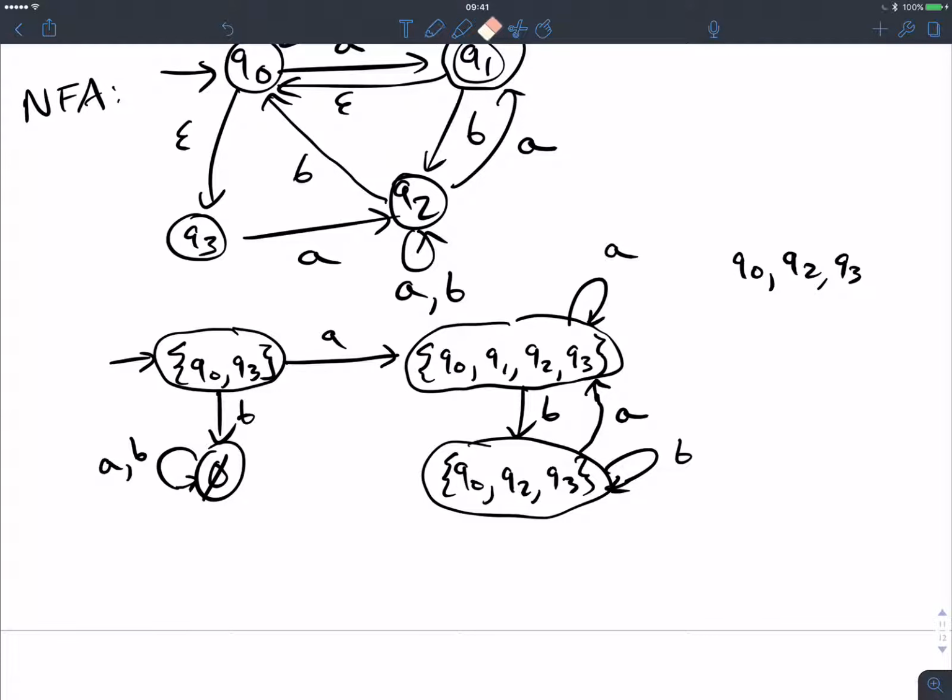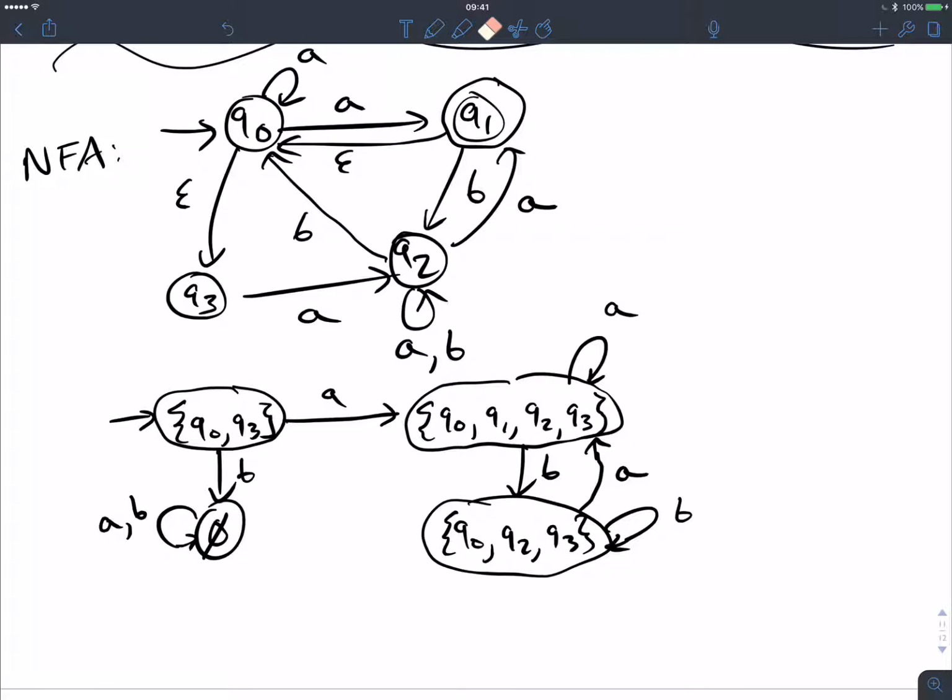Yeah. So then now how do I determine what's a final state and what isn't? Anything that has Q1 in it. And this looks like the only winner. Okay? Does that make sense?